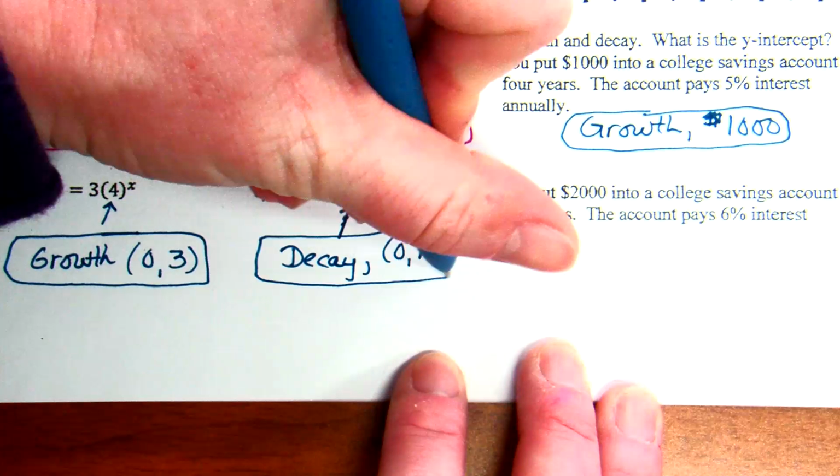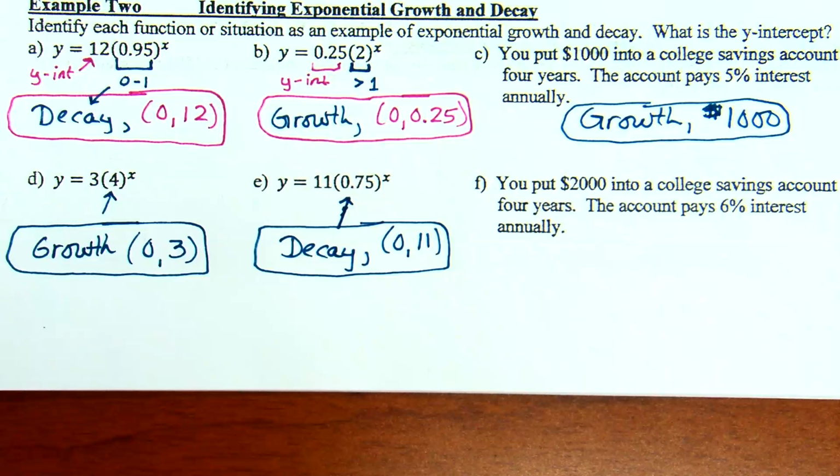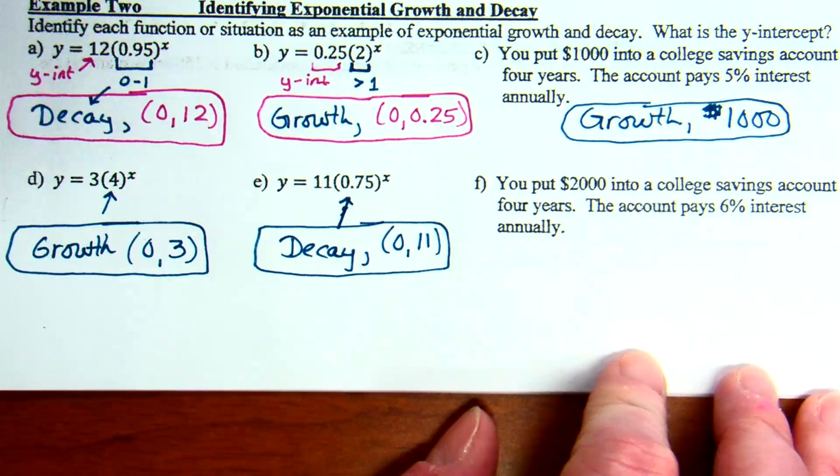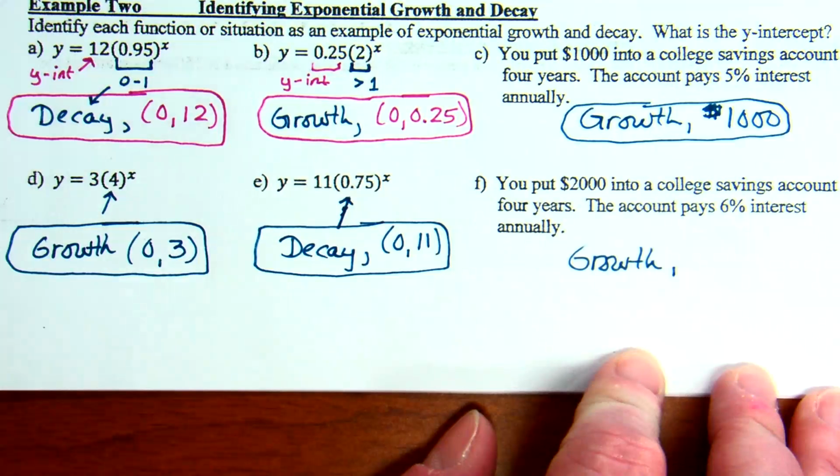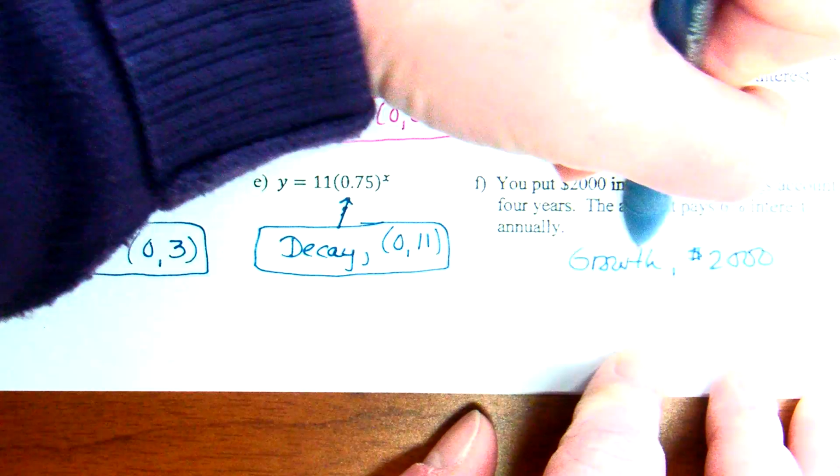And F. This time you put $2,000 in a college savings account for 4 years. The account pays 6% interest annually. Growth or decay? Growth. Okay, you're putting money in, they're paying you interest. That better be growth. Initial value? Or excuse me, y-intercept? 2,000, which is your initial value. Okay.